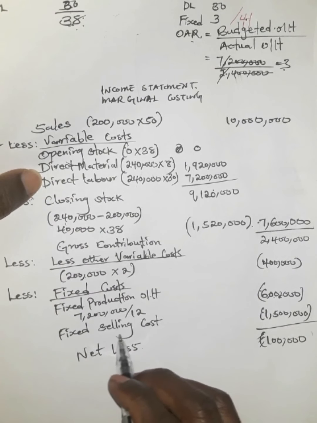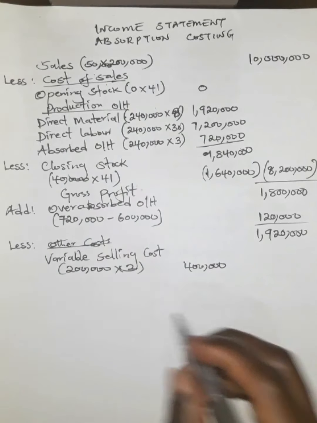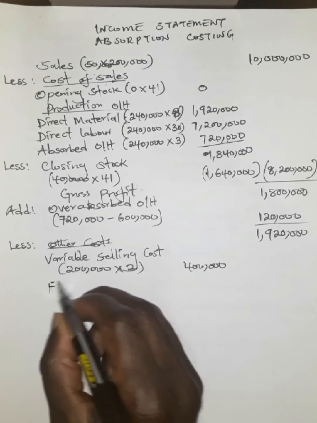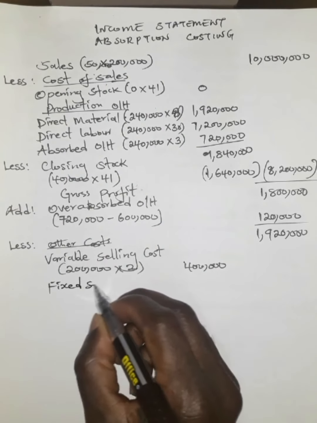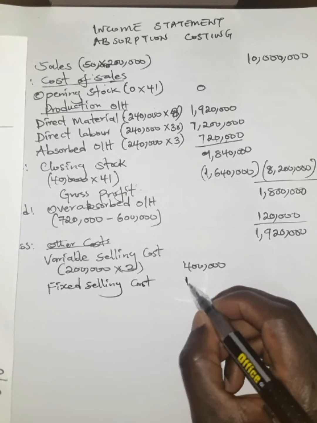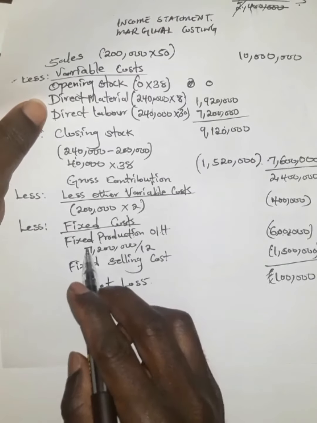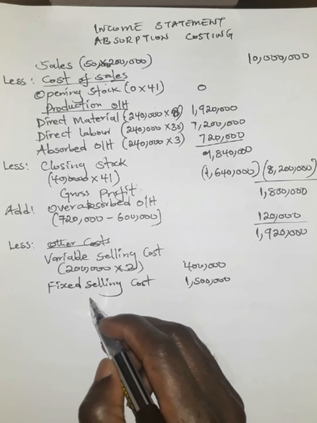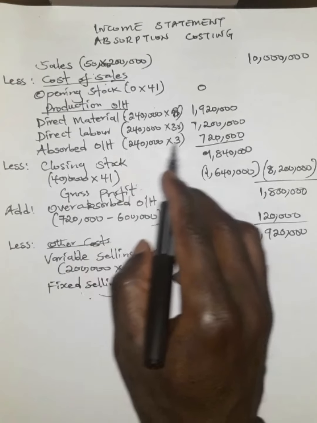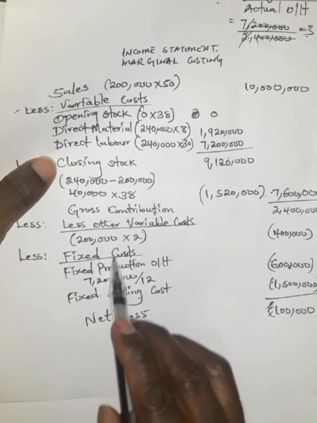The other cost that we are going to deduct should be fixed selling cost. The fixed selling cost per month is an amount of 1.5 million. Remember, this fixed production overhead cannot be subtracted or deducted here because it was actually absorbed and reflected in this particular working for us to arrive at the gross profit. So we normally have that one.